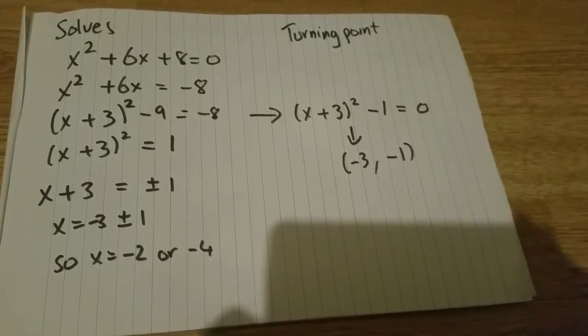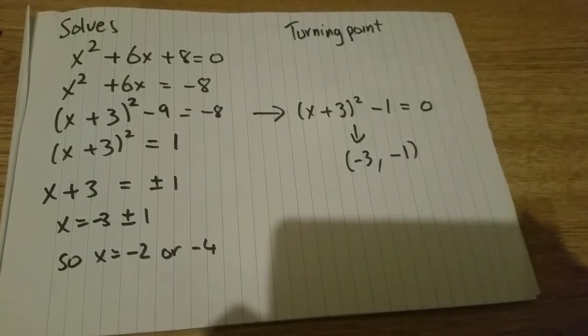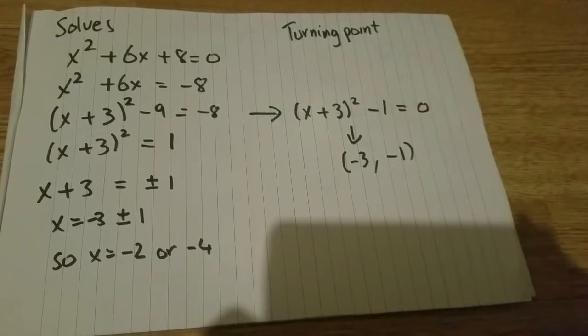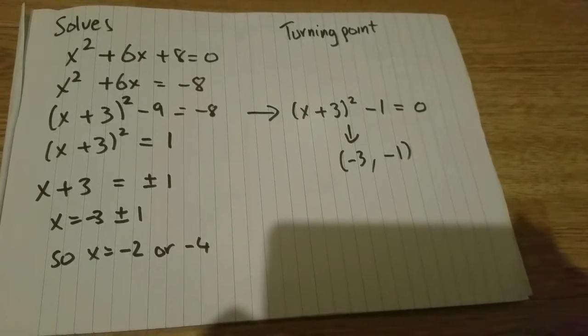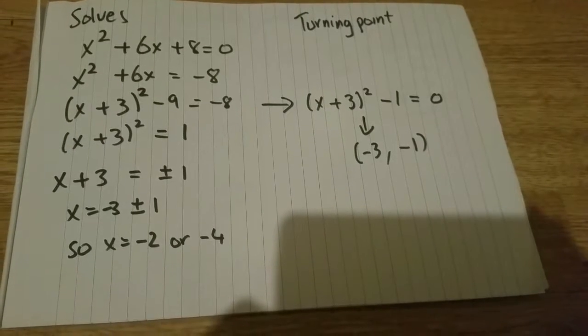Now, turning point. We should recap what the turning point is. It is either the bottom of the U shape as you stop going down and start going up, or it's the pinnacle of the N shape if it's a minus x squared.